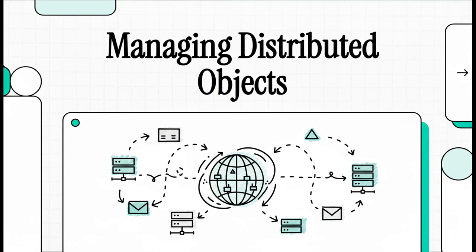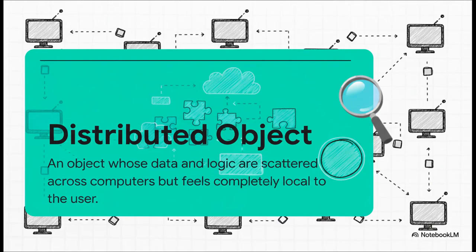Have you ever wondered how your social media feed just updates instantly all over the world? Or how an online store knows the exact stock of an item in real time? Well, a huge part of that magic comes down to one of the biggest puzzles in software architecture: how you manage distributed objects. Today, we're going to break down how systems handle data when it's literally scattered all over the place. So, what exactly is a distributed object?